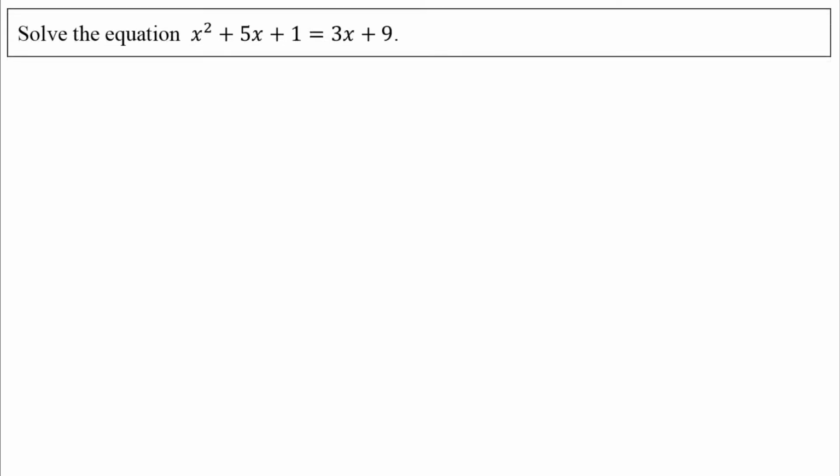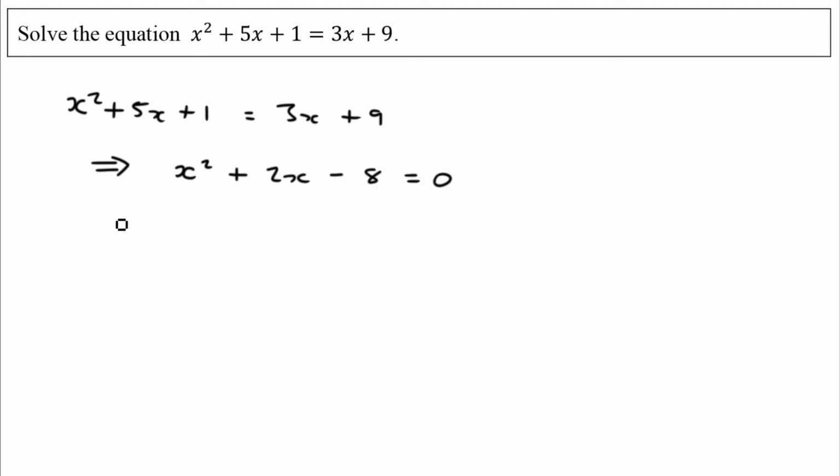Here is another example where the equation is not in a suitable form for us to try and solve it. So if we're beginning with x squared plus 5x plus 1 is 3x plus 9, we are going to have to rearrange this so that all the terms are on one side. So bringing everything over to the left-hand side, we already have the x squared. If we subtract 3x from both sides, we'll now have 2x. If we subtract the 9 from both sides, we'll have negative 8. And now let's see if we can factorise.